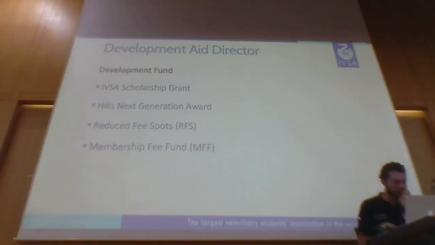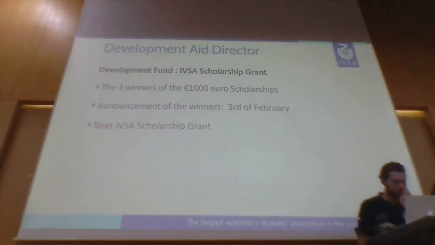So first of all, the IVSA scholarship grant. It's a scholarship given away to students twice a year. This year we will choose 3 students per application round. We're now reviewing the applications that were sent in before the 20th of November. And first I would like to thank all the applicants for all the motivating letters that they wrote and the hard work that they put into it. We're planning to present the winners on the 3rd of February. If you have applied, keep close watch on our Facebook site.